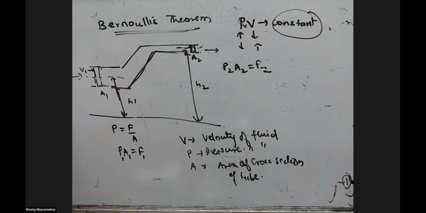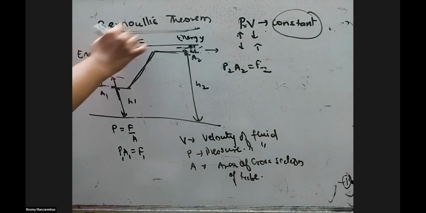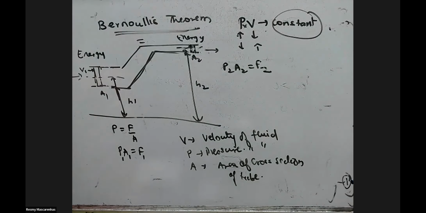So Bernoulli tries to say that the total energy of any incompressible and non-viscous fluid in a streamline flow, then what is that streamline flow? We will see in detail later. So basically, the energy at the starting and the energy at the end are always equal. This is what it tries to say. So which are the total energies involved there?